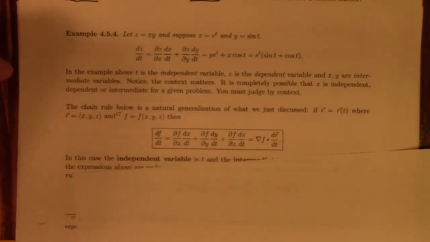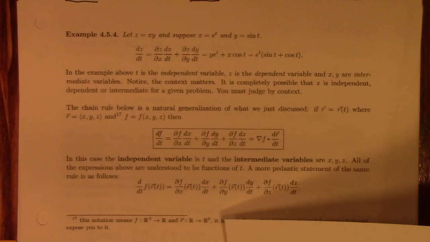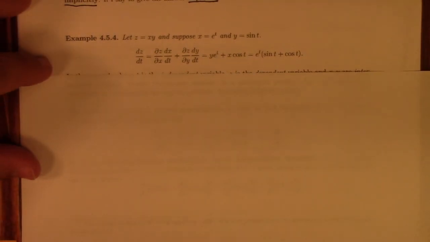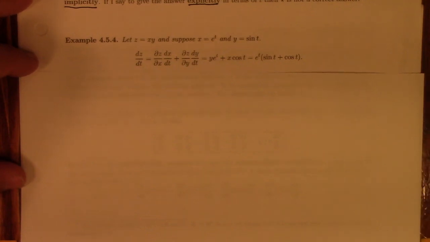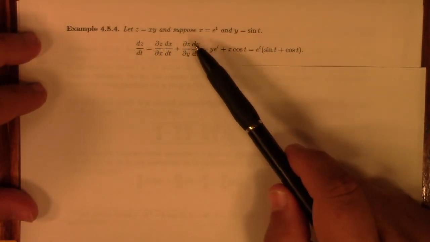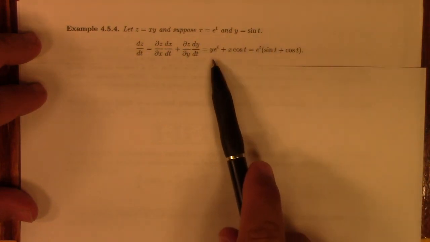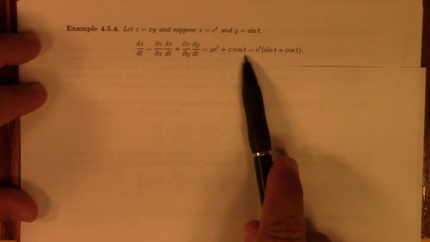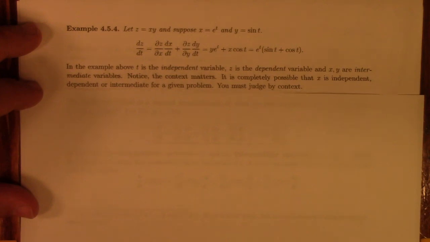Let's go on here. So suppose you have z equals xy, and you want to calculate dz dt, given that x is equal to e to the t and y is equal to sine t. So structurally, this is pretty much the same as the previous example. So we get partial z partial x dx dt, partial z partial y dy dt, and here's the answer in terms of the implicit, and here's the explicit answer. All right.